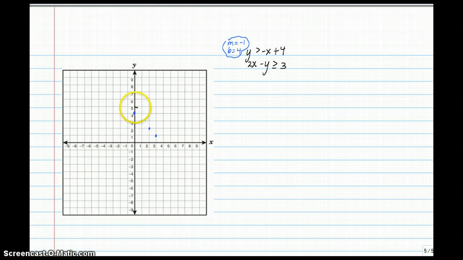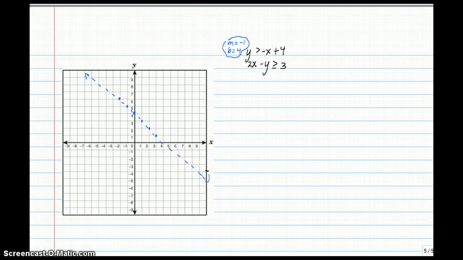I need a lot of points because I don't have a ruler. I'm going to go back up to the y-intercept, up 1, back to the left, up 1, back to the left. This line is going to be a broken line. We want to make our lines nice and long. This is going to be a broken line.